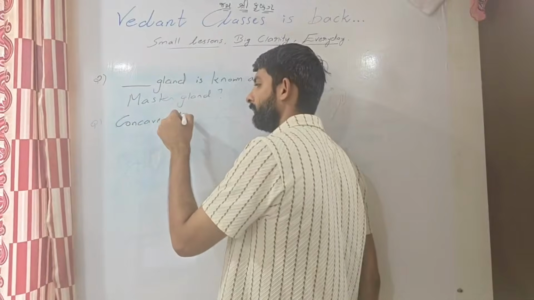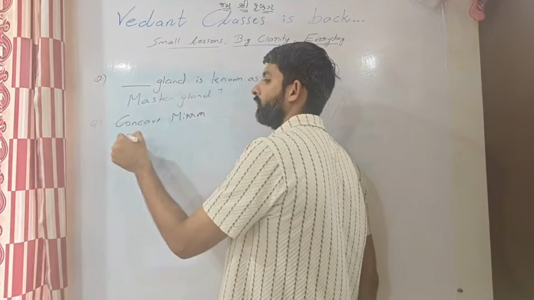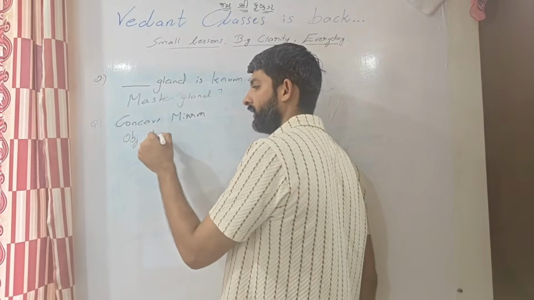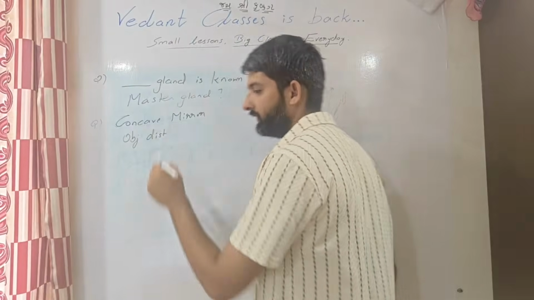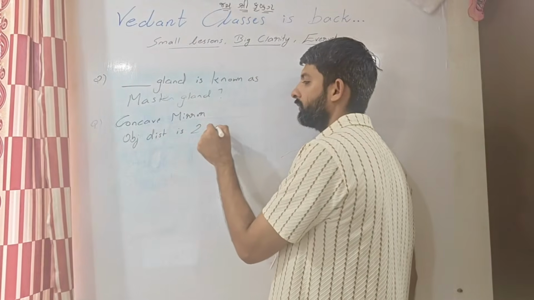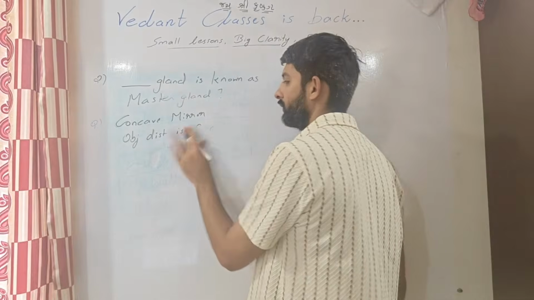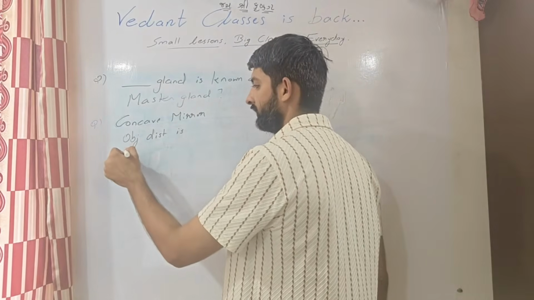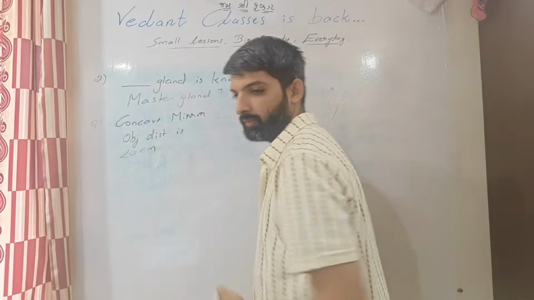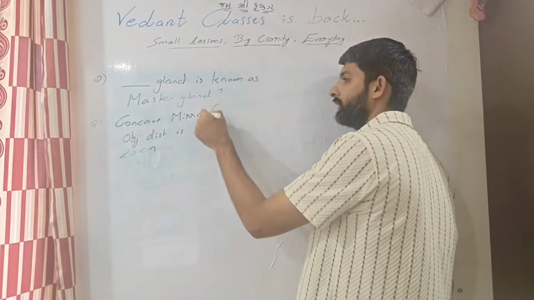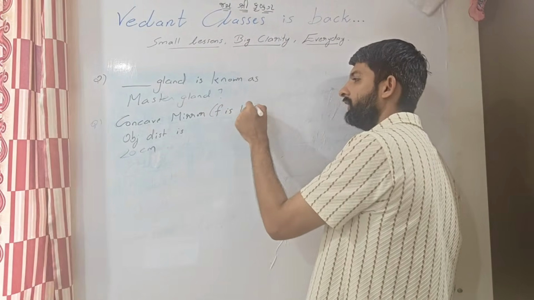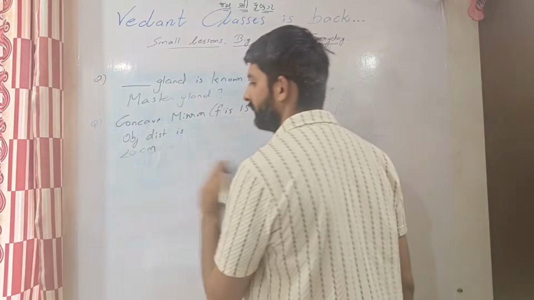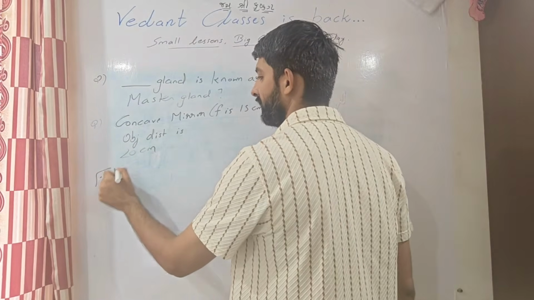Concave mirror, object distance is 20 centimeter and focal length is 15 centimeter. You need to find the image distance V.